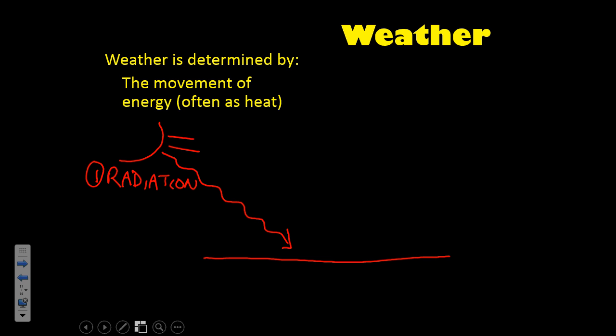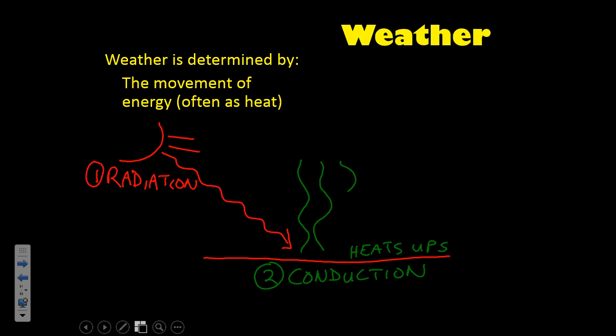Now, this radiation will reach the Earth's surface, and then it will heat up the Earth's surface. And if the surface heats up, then what's that going to do to the air above it? It's going to heat up the air. And this is a process called conduction. In conduction, what's happening is, on the atomic level, the atoms are knocking into each other and transferring energy like billiard balls. And so then this heats up the air. And when air heats up, air rises.